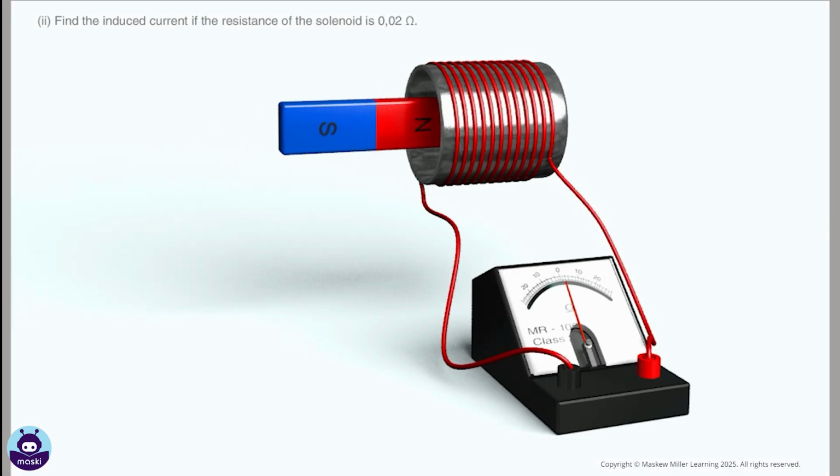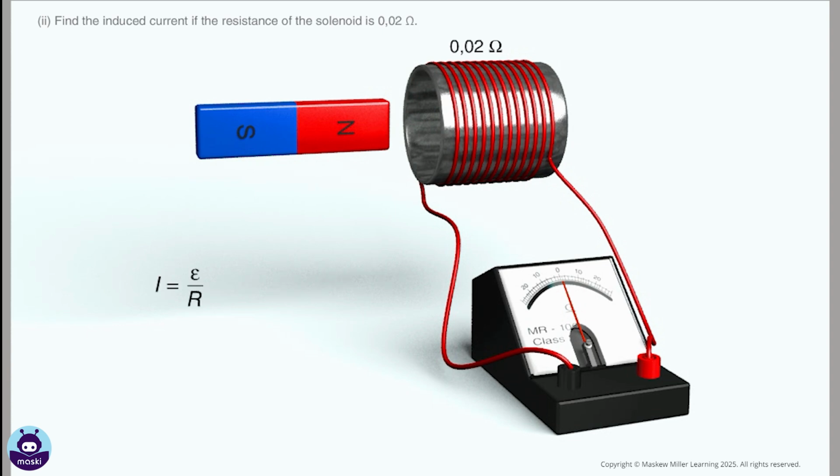Let us now see how this setup generates an induced EMF. If the resistance of the circuit is 0.02 ohm, we can easily calculate the current in the circuit as current I equals epsilon over R, which equals 0.01 over 0.02, which equals 0.5 ampere.